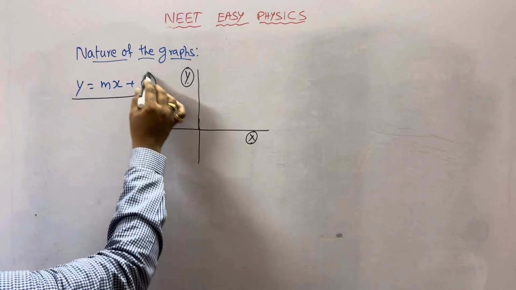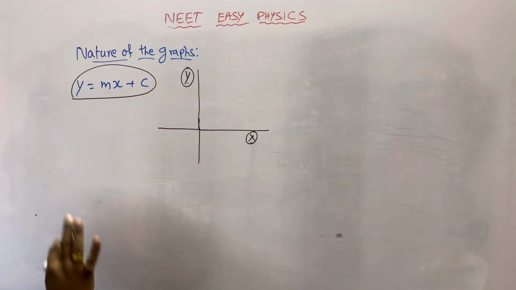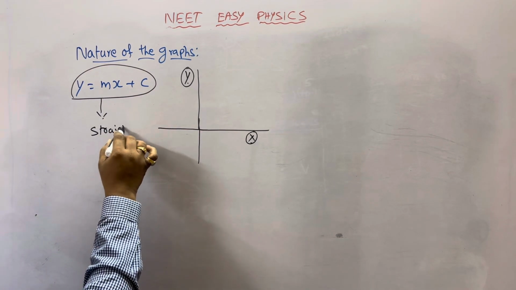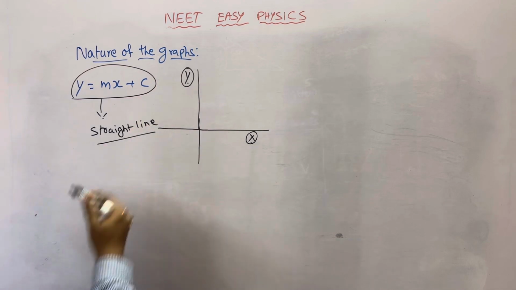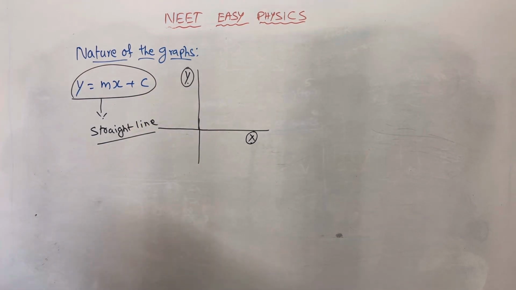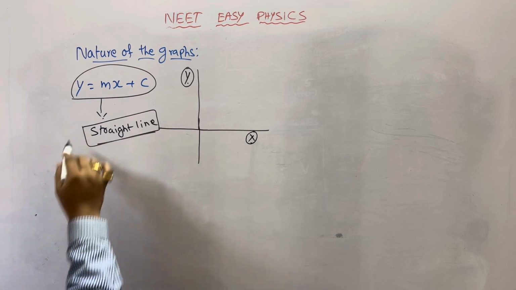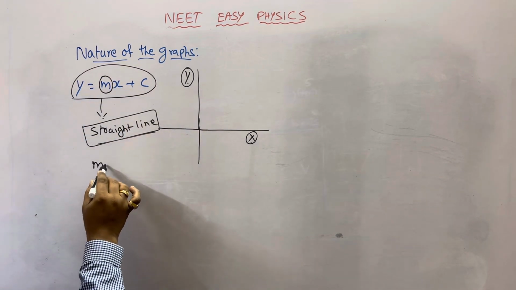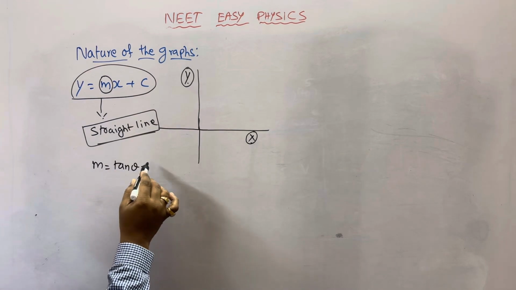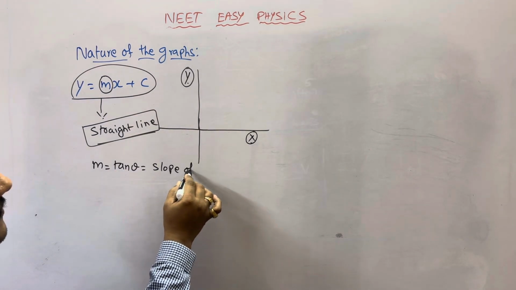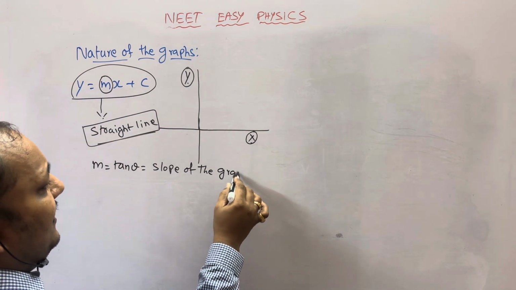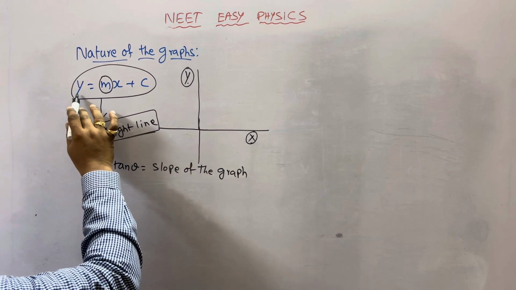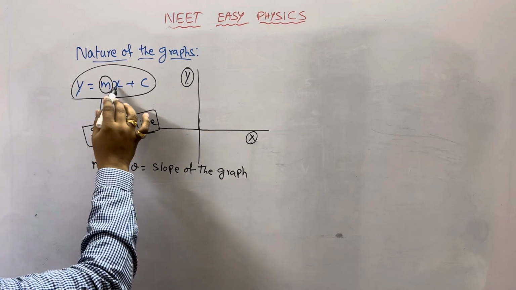If it is of the y is equal to mx plus c shape, then the nature of this graph will always be a straight line. What is the shape of the graph? Straight line. What is this m going to give? m is always the slope of the graph.